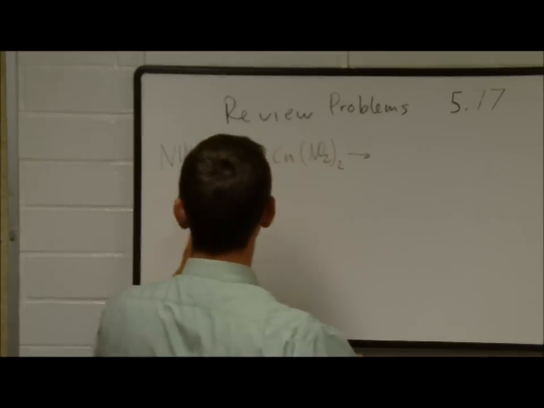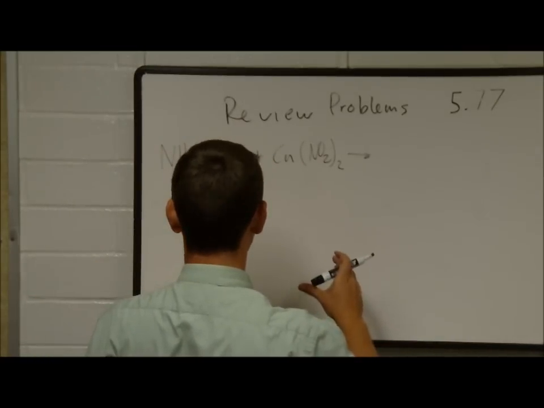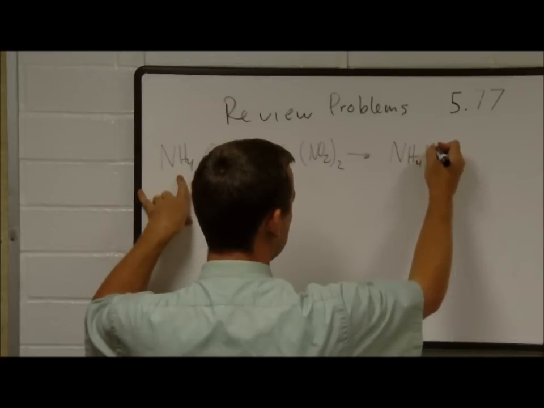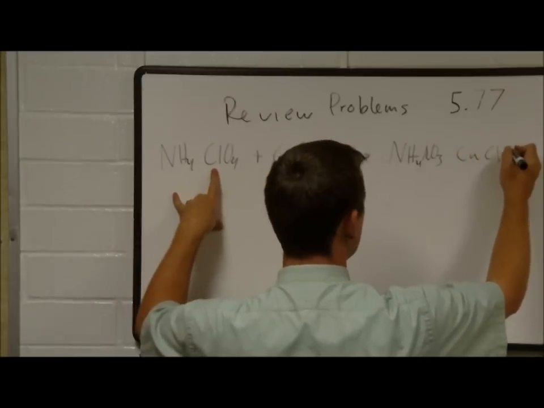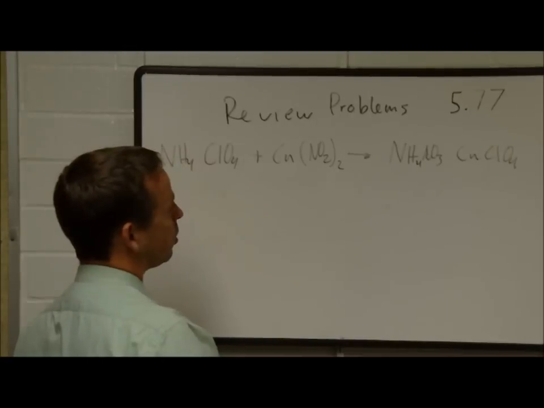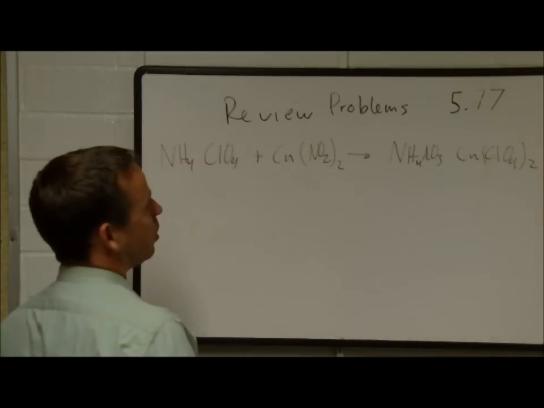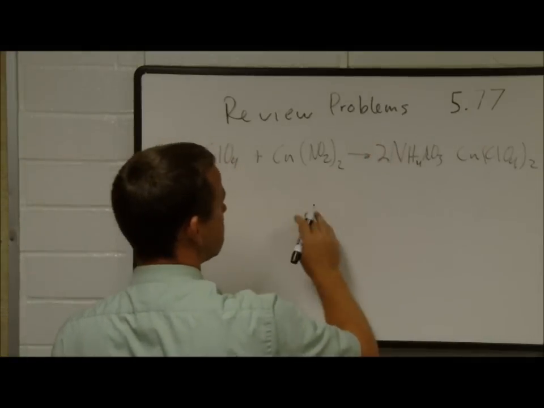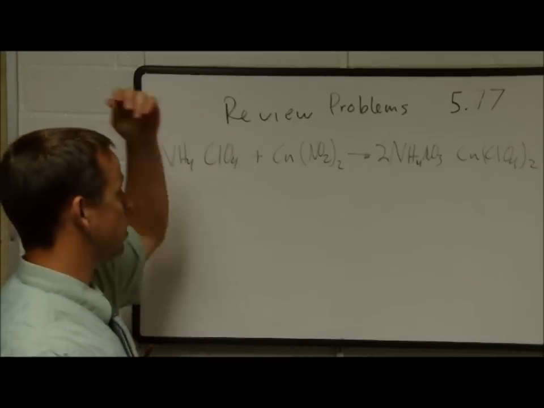So that means we have NH4 plus the nitrate, NH4NO3, and then the Cu(ClO4)2, copper perchlorate. All right, and we need two of these, and we need two of these, and that should do it for us. All right, so there's our molecular equation.